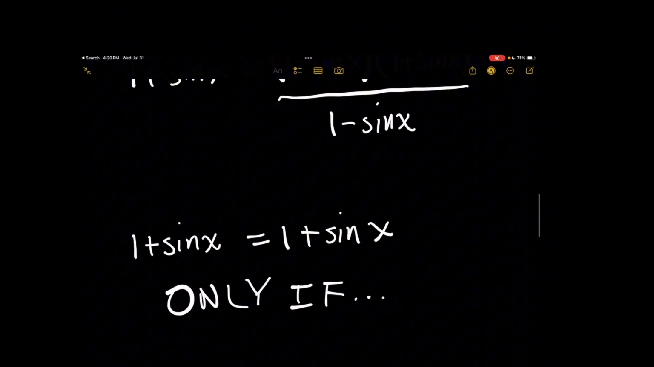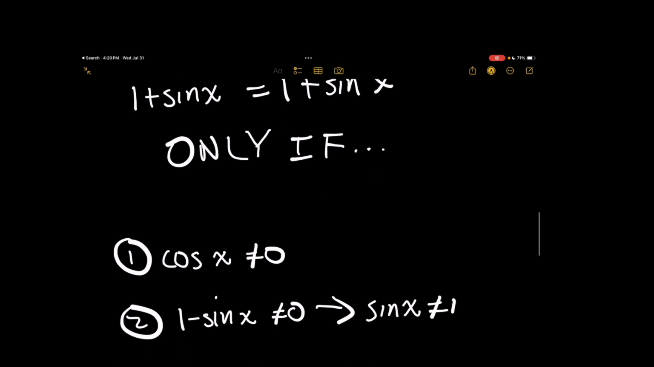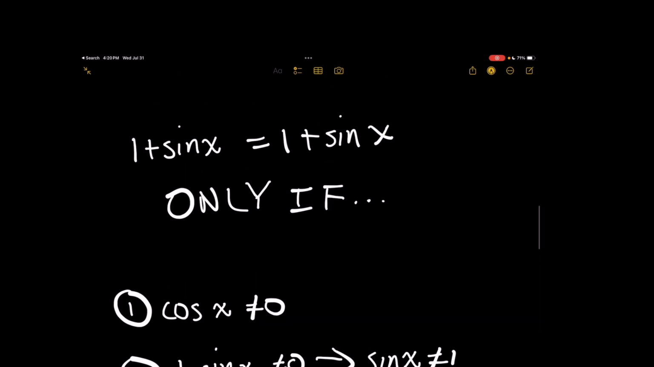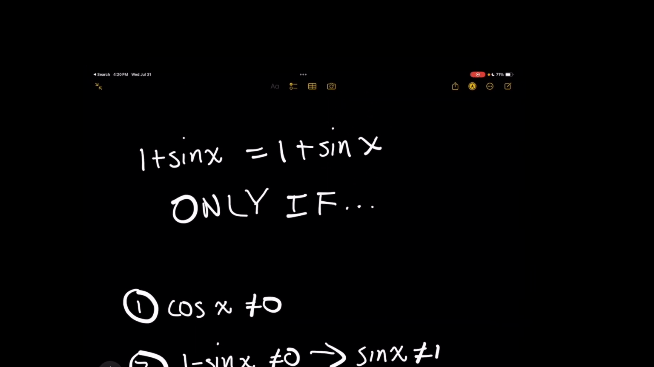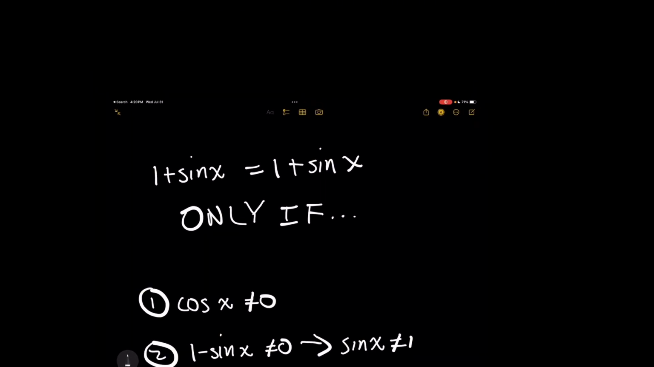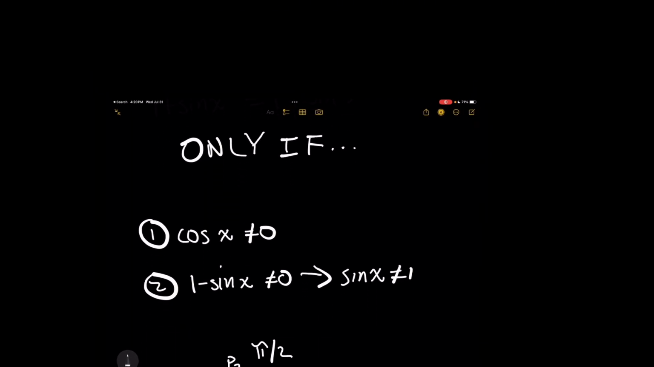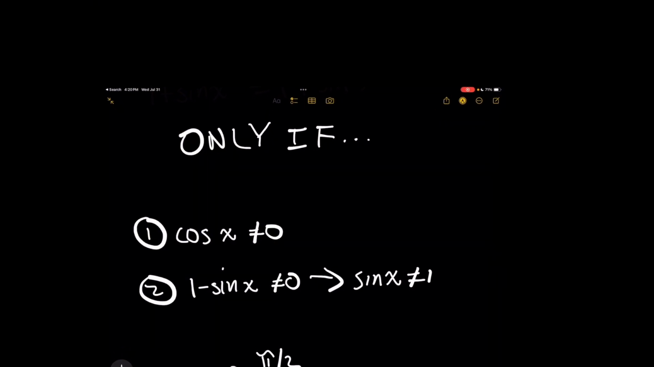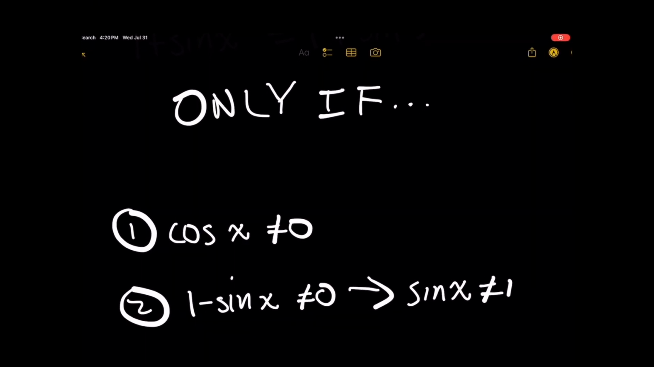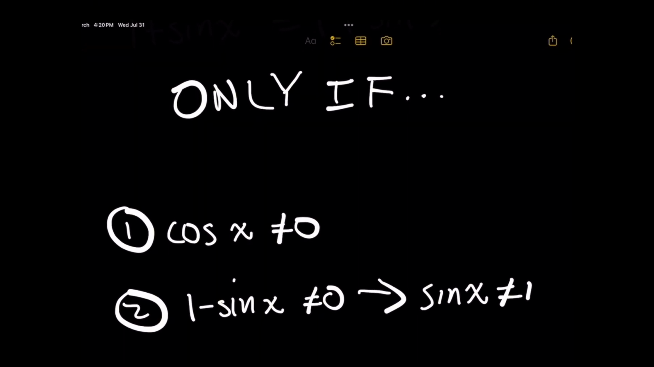And so what we're going to do now is go into the nitty-gritty details of trying to construct a domain in such a way where we can point out values of x that are not allowed. Because cosine of x, which was one of the denominators, cannot be 0, and because 1 minus sine of x can't be 0, we can use both of these and come up with that solution for the domain. Now, 1 minus sine of x not being 0 is the same thing as sine of x not equaling 1.